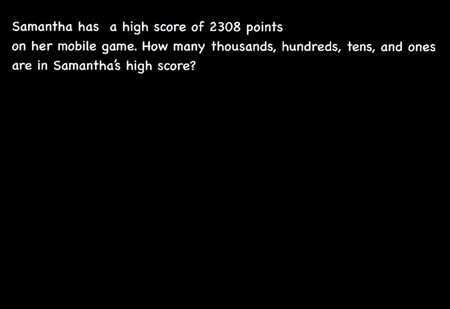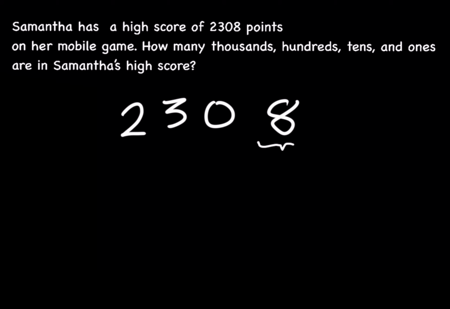Let's do a few more examples. Samantha has a high score of 2,308 points on her mobile game. How many thousands, hundreds, tens, and ones are in Samantha's high score? So let's start this off by writing down the points. 2,308. And the first thing we should do is break this down based on place value. So the one at the very right, remember that's our ones.